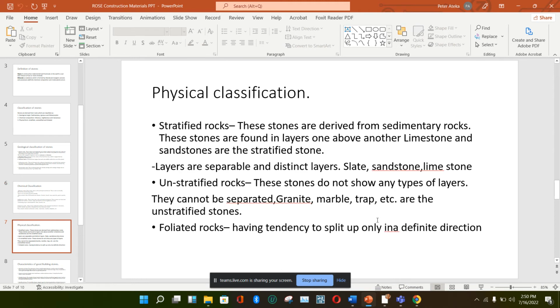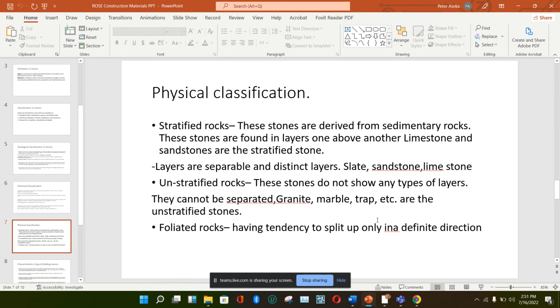Under the physical classification are the stratified rocks, unstratified rocks, and the foliated rocks. When we talk of stratified rocks, we mean that these rocks are formed or are found in layers, one above the other. Examples of this rock are limestone and sandstones.